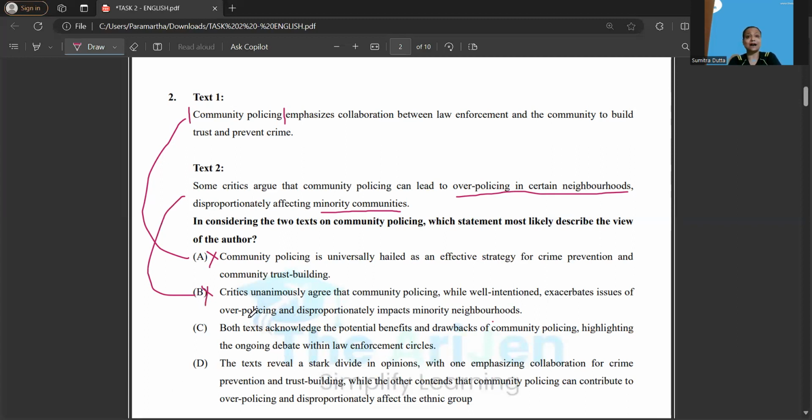Text 1 actually highlighted only the benefits, not any drawbacks. So this is misinformation provided, and then we have to remove it.